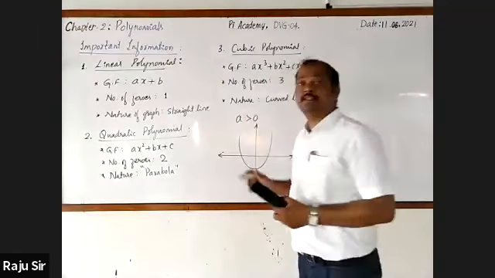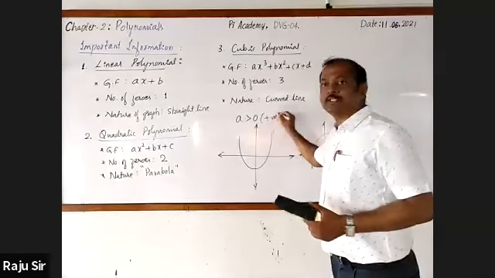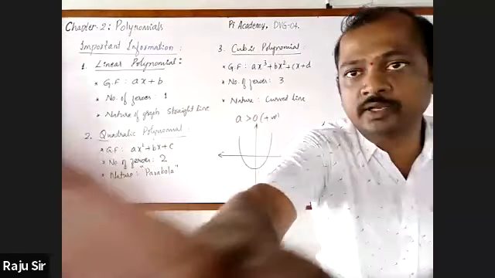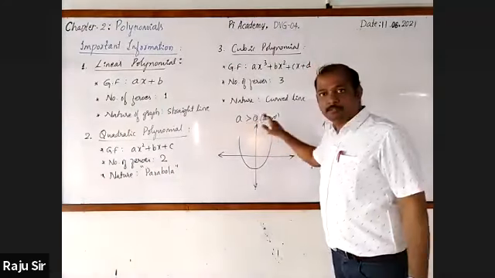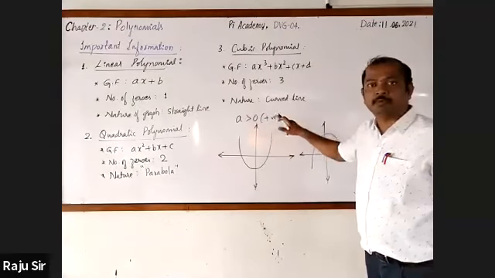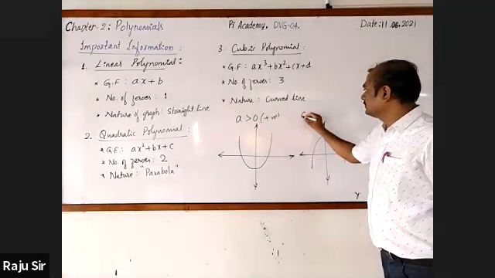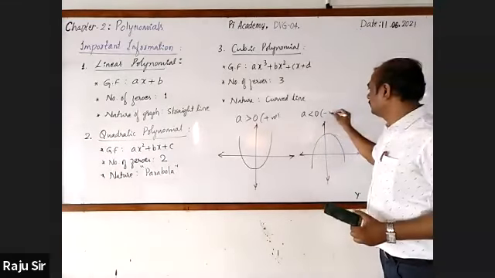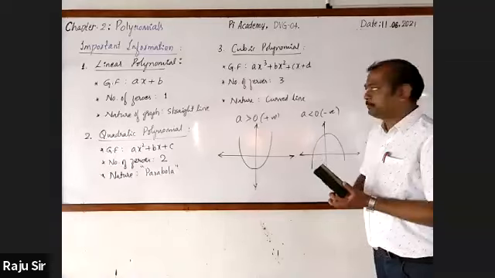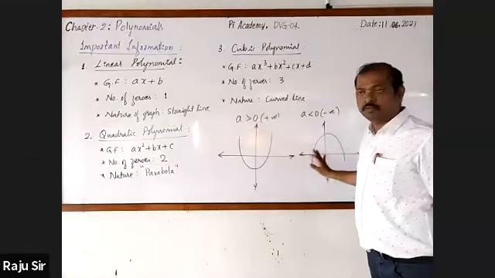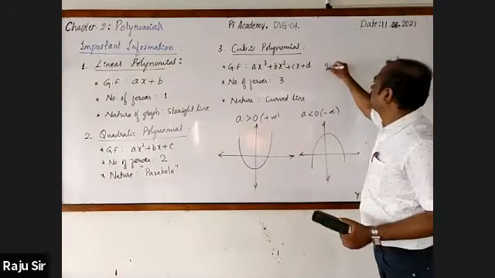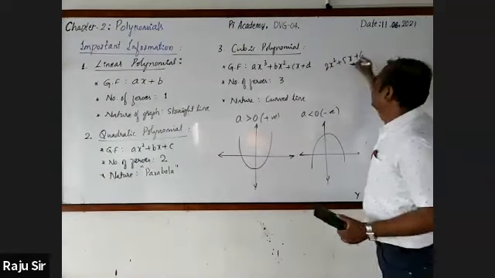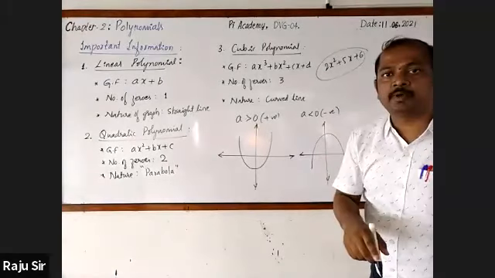If a is greater than zero, which means it is positive, Nikhil should observe the board. If the a value is positive, then we will get an upright parabola. If a is negative, that is less than zero, then we will get an inverted parabola. Followed? Yes, sir. I'll give you one polynomial like this: 2x square plus 5x plus 6. For this, is it an upright parabola or an inverted parabola?